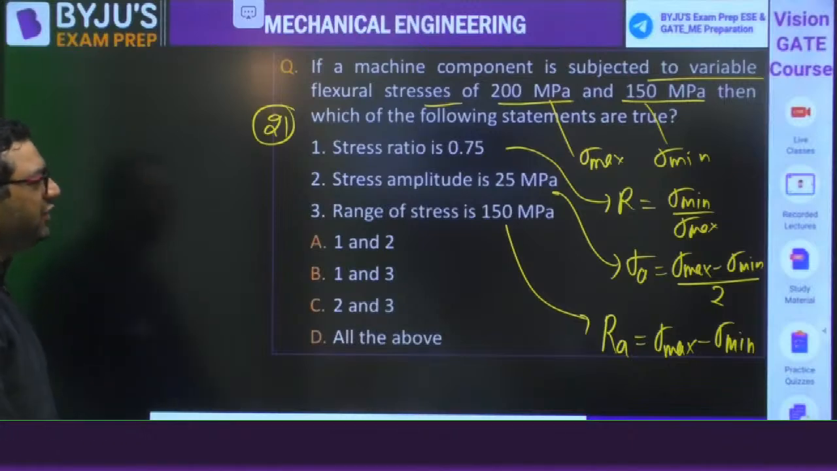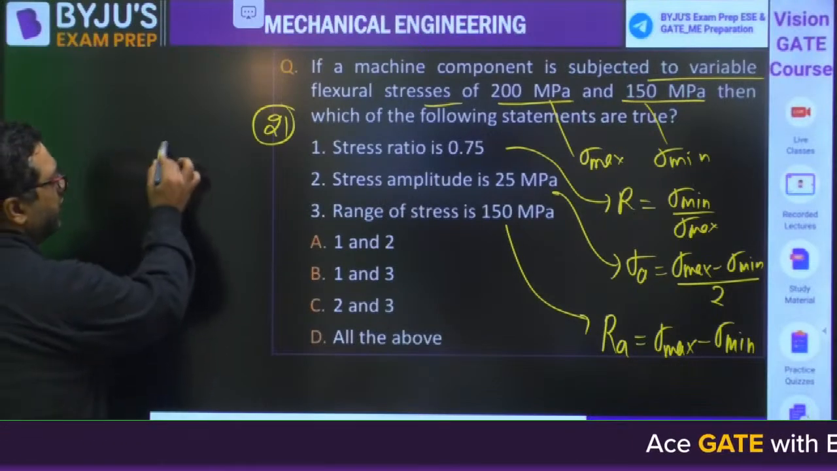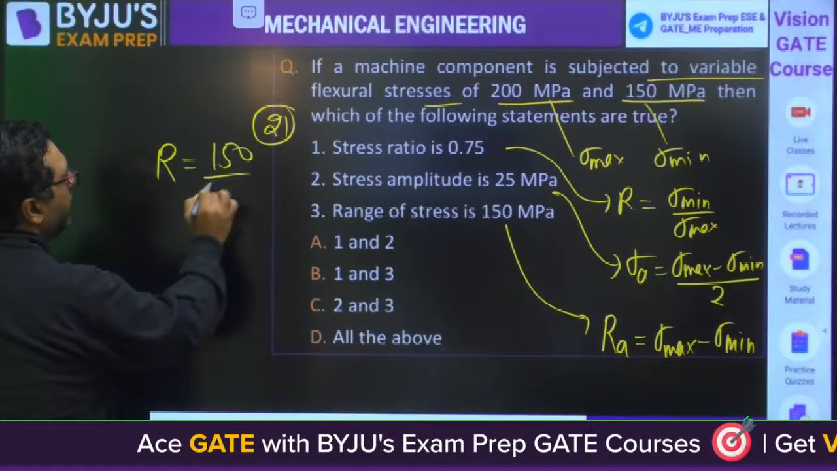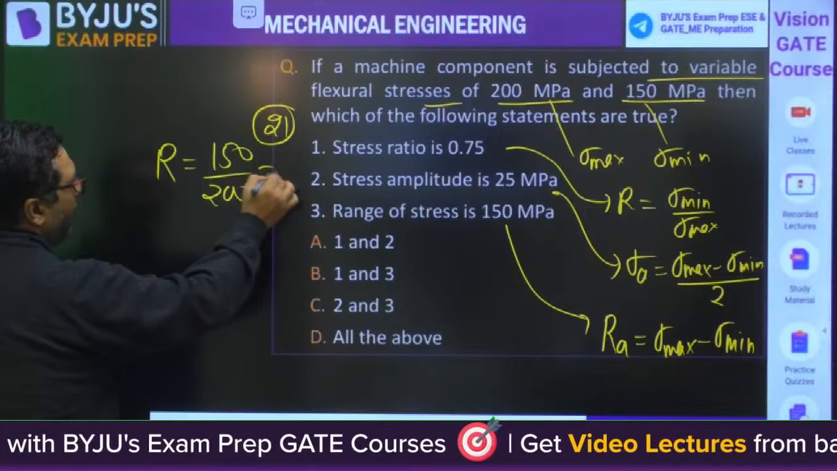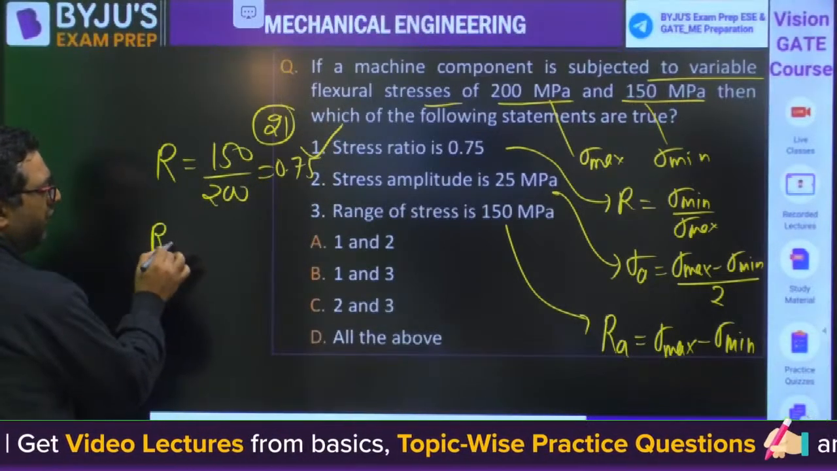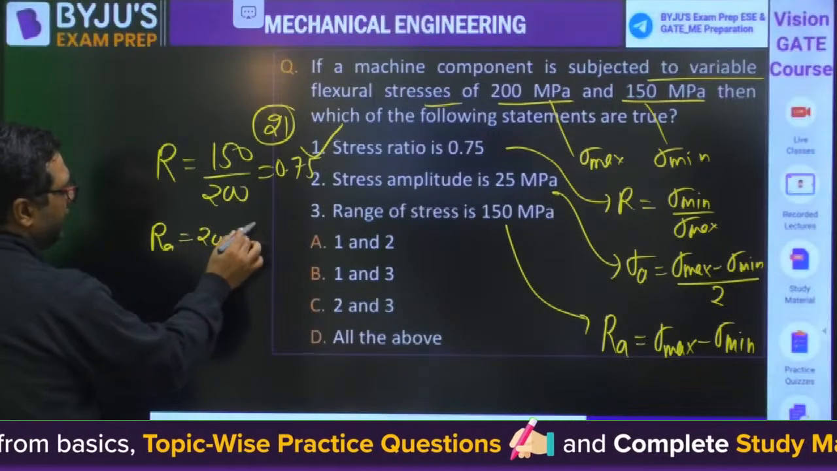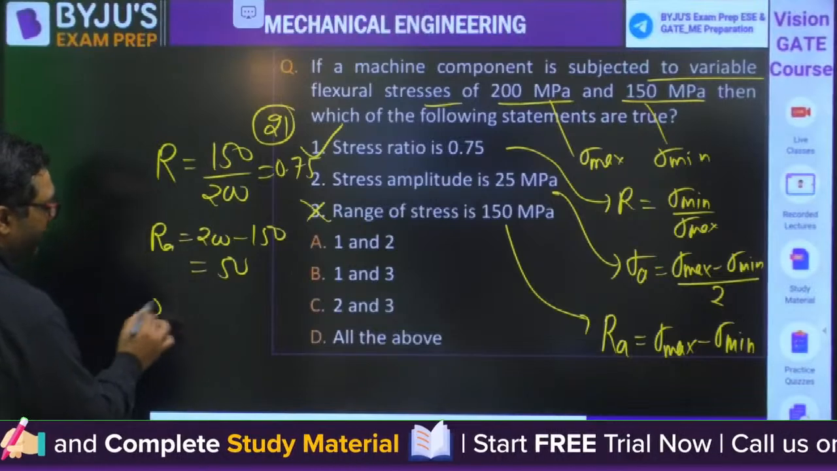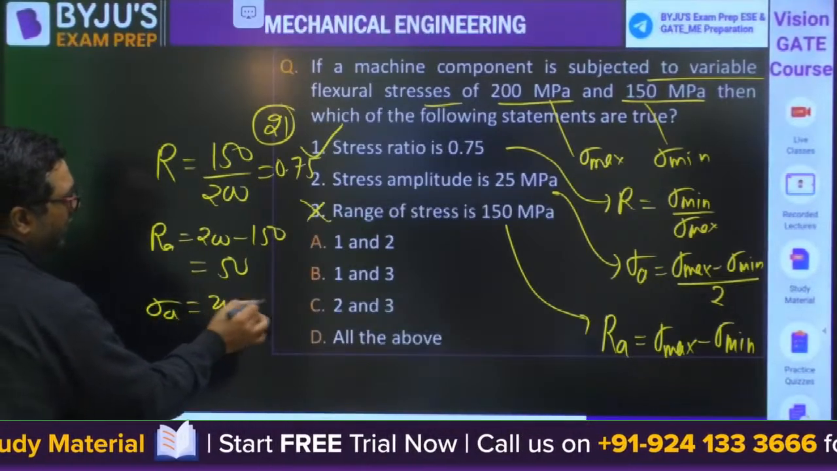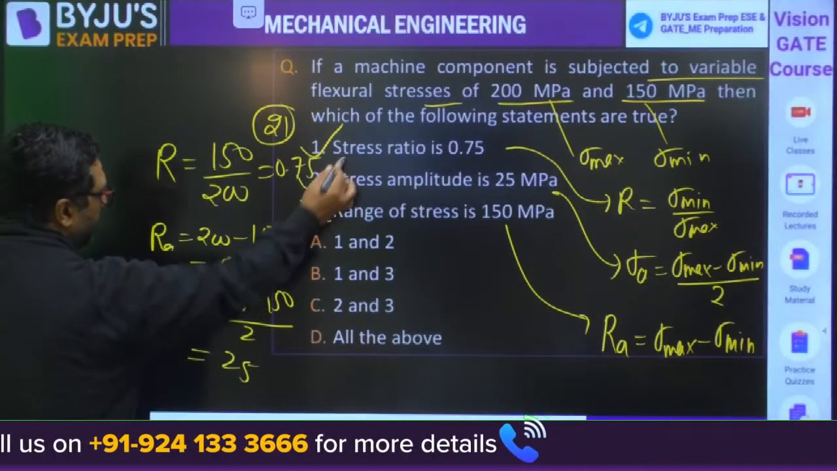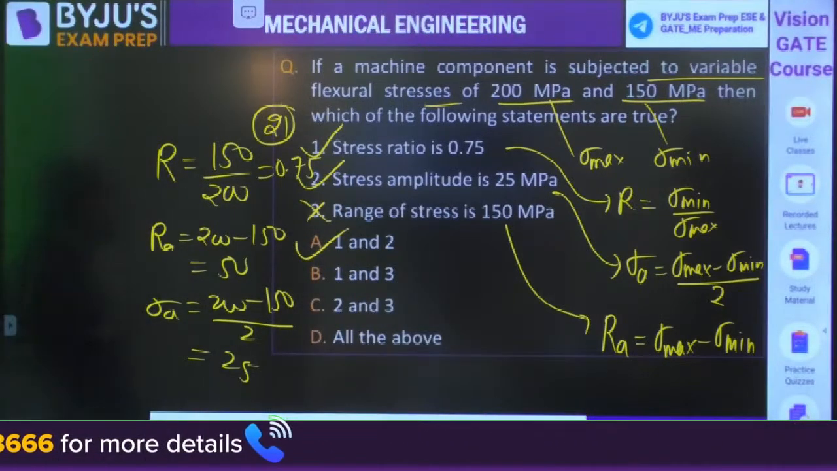You can see, guys, when you find the stress ratio, it is 150 by 200. It will come out to be 0.75. So the first statement is correct. When you find the range, it is 200 minus 150, so the answer will be 50. Statement 3 is wrong. Stress amplitude is (200 minus 150) divided by 2. The answer will be 25. Statement 2 is correct. So A is correct. Very good.